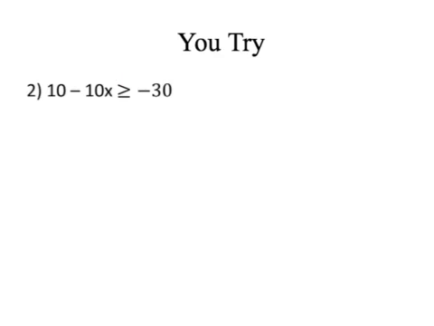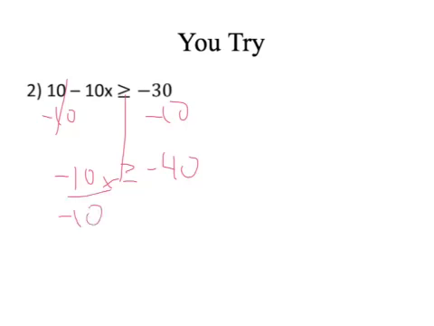Pause the video and do your second you try. For your second, you want to subtract 10 from both sides. That gives you negative 10x is greater than or equal to negative 40. Divide both sides by negative 10. The negative 10's cancel out. We have x. We divided by negative 10, so we have to flip our sign. And negative 40 divided by negative 10 is positive 4.